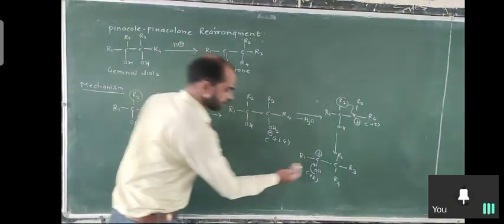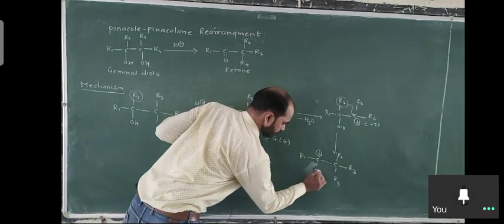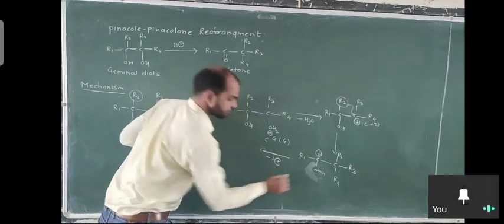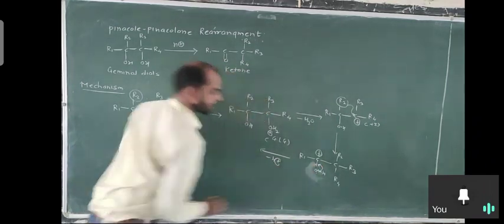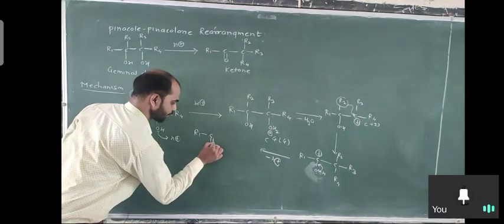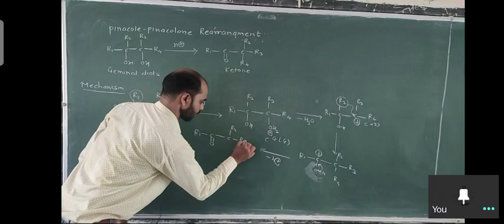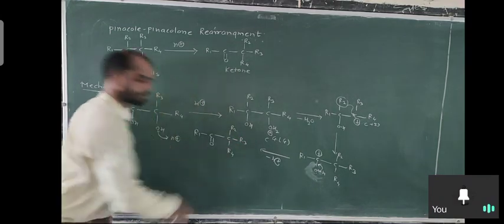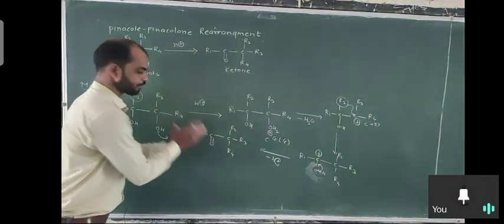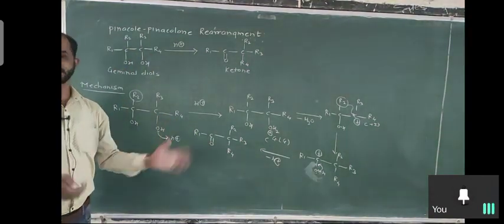After that, here it is OH, with loss of H plus, and it is converted into a carbon oxygen double bond. So we get R1, C double bond O, then R2, R3 and R4. So what happened finally? The diol is converted into a ketone. This is the general reaction.